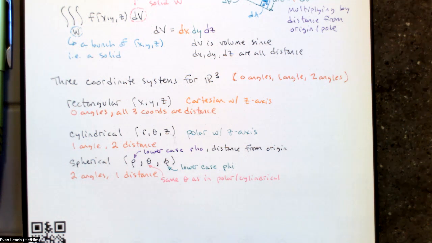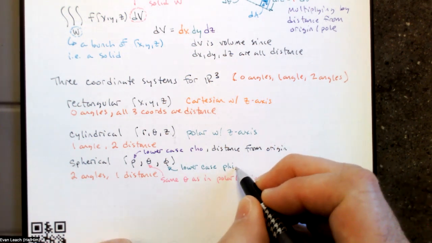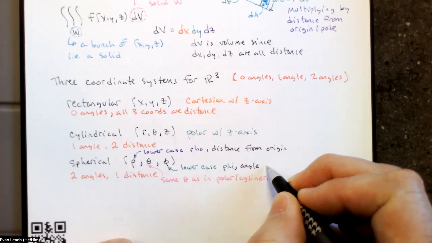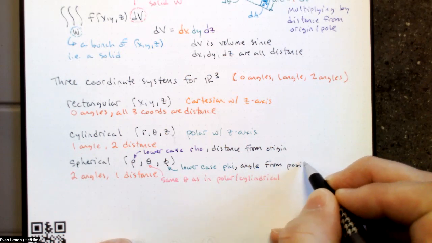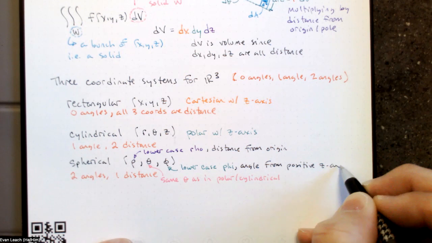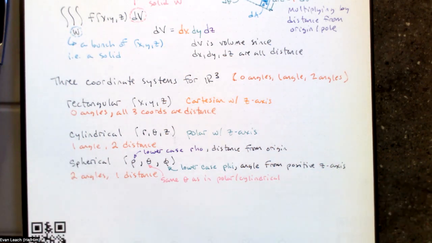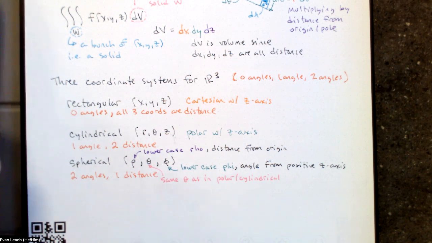Phi is our second angle. The first angle, theta, is measured in the same way. Whatever the point is, we look down on what corresponds to the xy plane, or the r theta plane, and we rotate. It's the angle of rotation from the positive x axis. Phi is our angle of rotation to the point from the positive z axis. Where theta was the angle of rotation from the positive x-axis, phi is the angle from the positive z-axis.